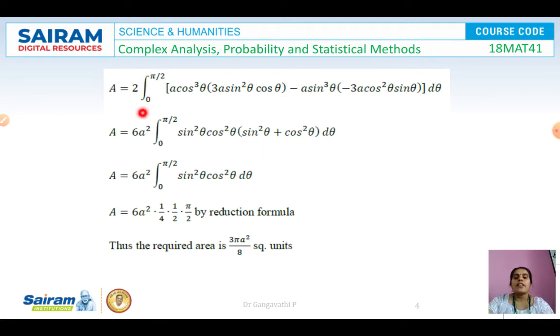So A is equal to 2 into the integral from 0 to pi by 2. Since we have considered only the first quadrant, theta varies from 0 to pi by 2. So x is a cos cube theta and dy is the differentiation of y, which gives us 3a sin square theta cos theta, minus y into dx. So y is a sin cube theta and dx is the differentiation of x, which gives 3a cos square theta sin theta. The entire thing is multiplied by d theta.